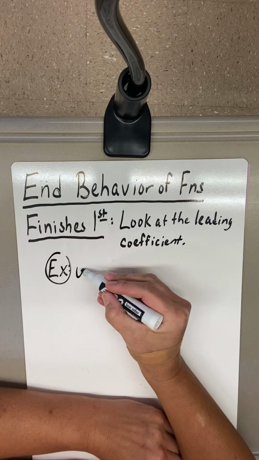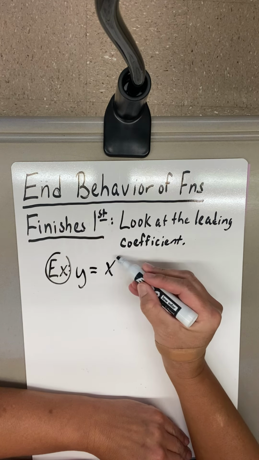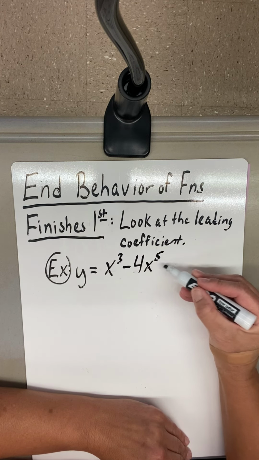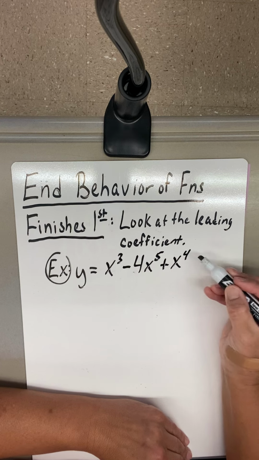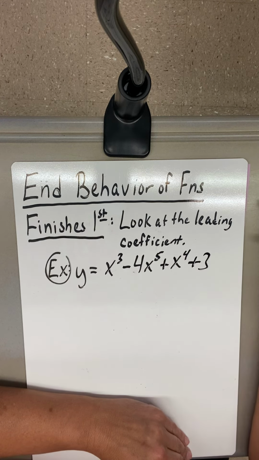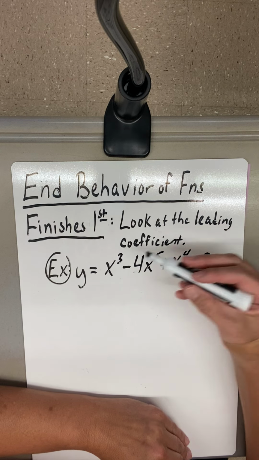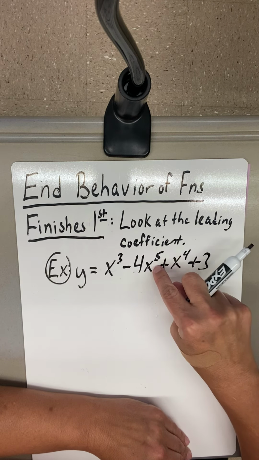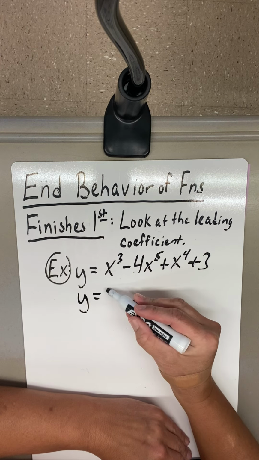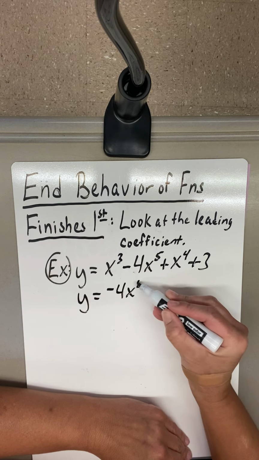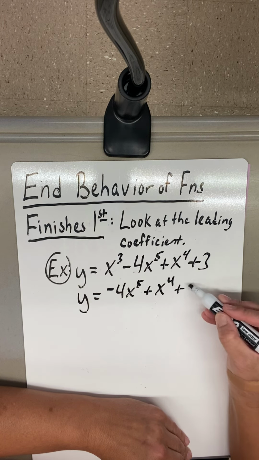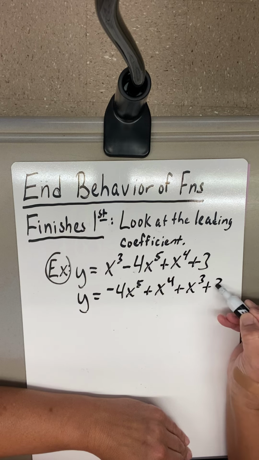If you got a function y equals x cubed minus 4x to the 5th plus x to the 4th plus 3. The degree of this function is not 3, the degree is 5, the highest exponent. So you would want to put it in standard form. So we have negative 4x to the 5th plus x to the 4th plus x to the 3rd plus 3.